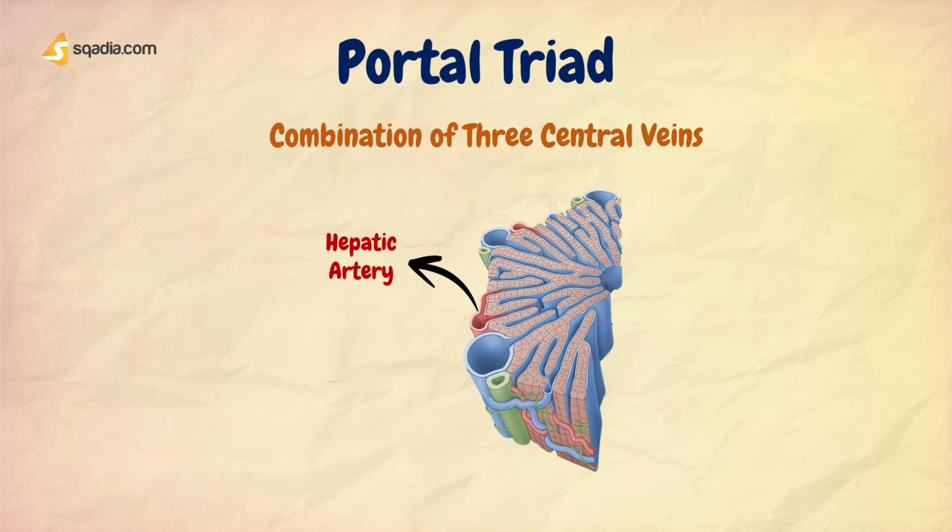The first one is the hepatic artery that carries oxygenated blood to hepatocytes. The next one is the portal vein, which carries the deoxygenated blood. And the last one is the interlobular bile duct that carries the bile products away from hepatocytes towards the gallbladder.